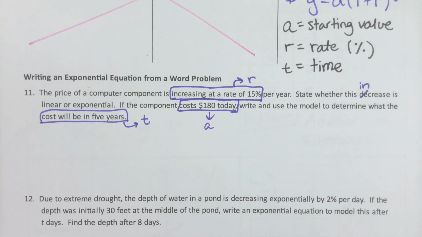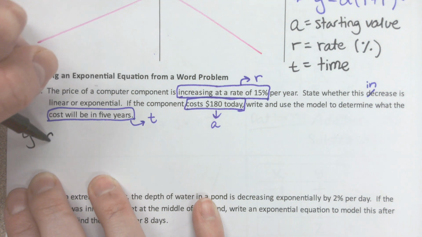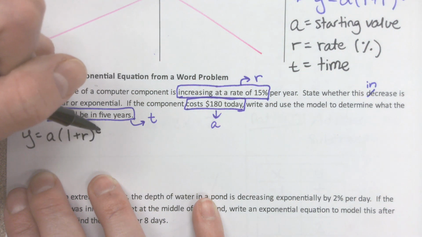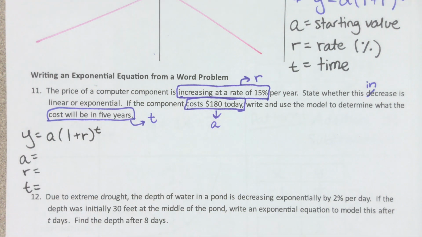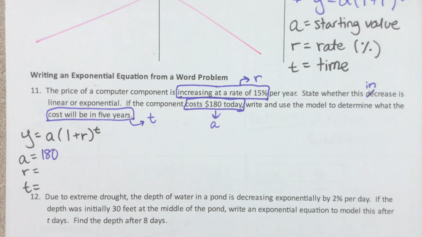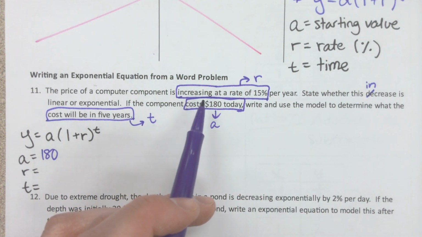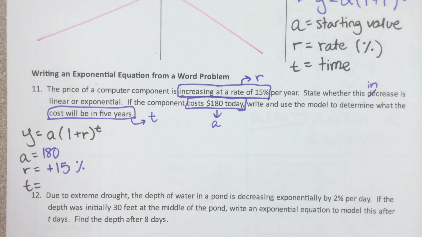First, let's just fill in the equation. Our equation, again, is y equals a times 1 plus r to the t power. I'm going to make my variable list, a, r, and t. This time I'm filling in those numbers, not what those three things mean. A is 180. We'll drop the $ sign for now. R is our rate of 15%. It's an increase, so I'll put a plus in front of that. Plus 15%.